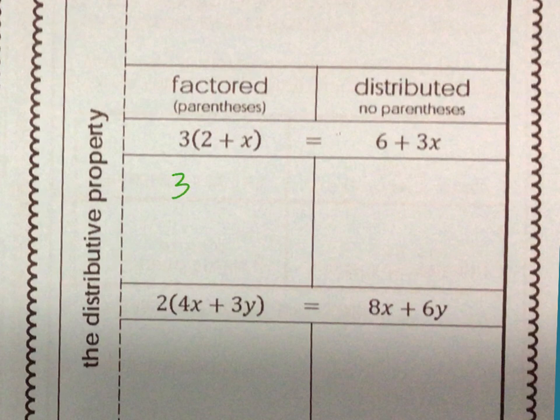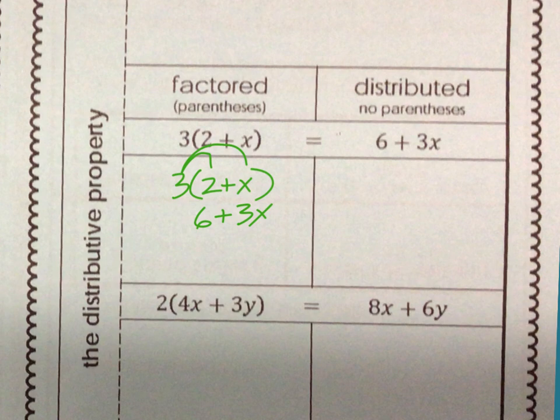Let's just rewrite it. 3 times (2 plus x). 3 times 2 is 6. 3 times x is 3x. And you can see that our answer matches up to this one. Okay? All right.